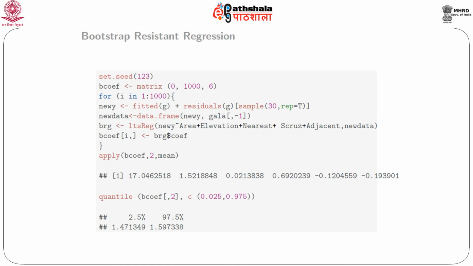So, we can also use the Bquef to find the quantiles of each regression coefficient. If we use quantile of Bquef's second column, which is the area variable, with c(0.025, 0.975), then we get the 95% bootstrap percentile-based confidence interval, and that comes out to be 1.4713 and 1.597, which does not include 0. So, that means area is a significant explanatory variable.